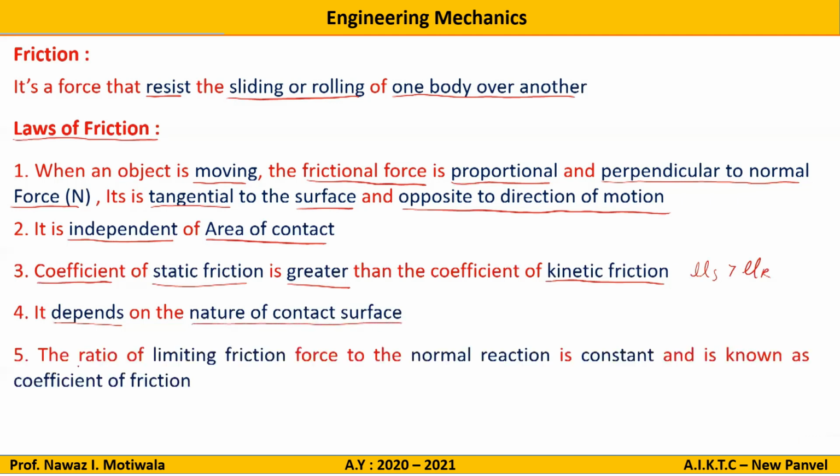The next is that the ratio of limiting frictional force to the normal reaction is constant and is known as the coefficient of friction. So you can write F_R, the limiting friction force, divided by N, and this quantity is constant and is known as the coefficient of friction.